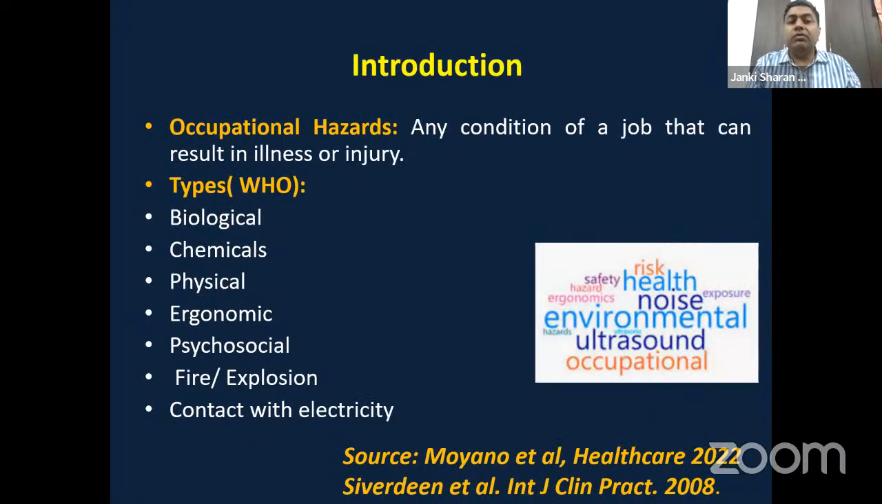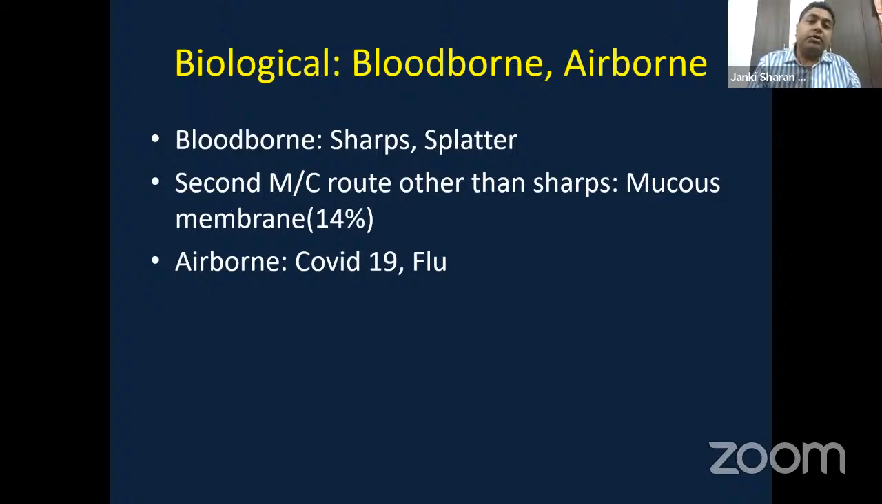So what is occupational hazards? That means any condition of the job that can result in illness or injury. WHO classified it as 7 types. The common ones are biological, chemical, physical. In physical, you have radiation and noise hazards, then ergonomic, psychosocial, and other things. So about the biological hazards, which can be of 2 types: one is blood-borne, another one is airborne.